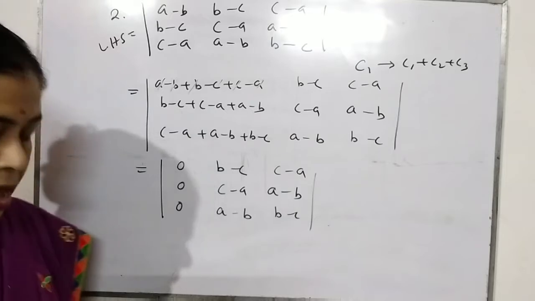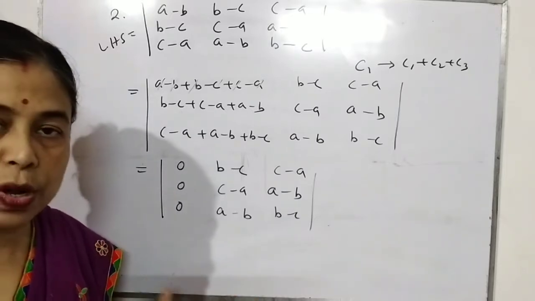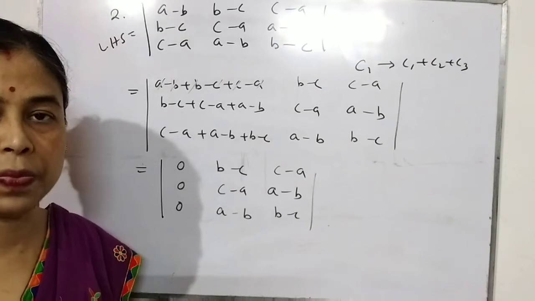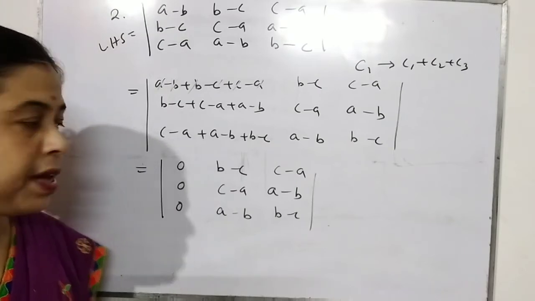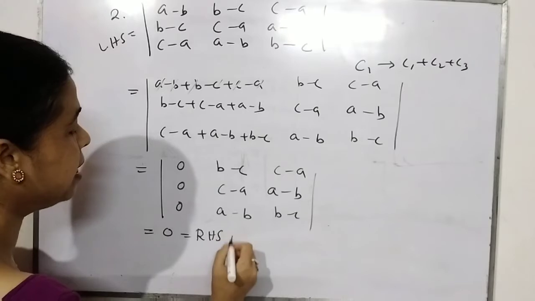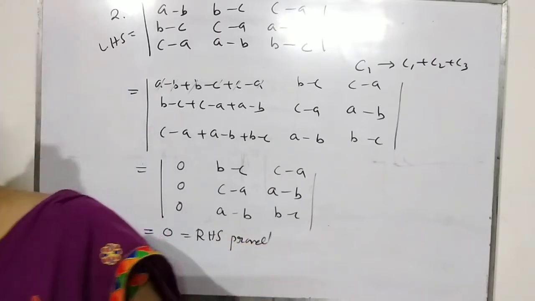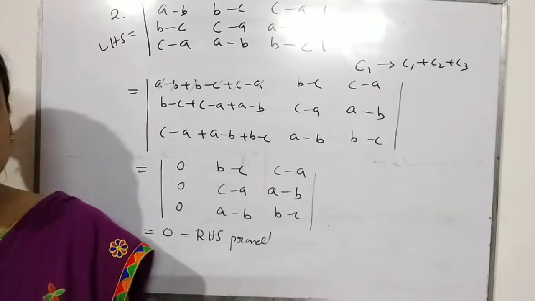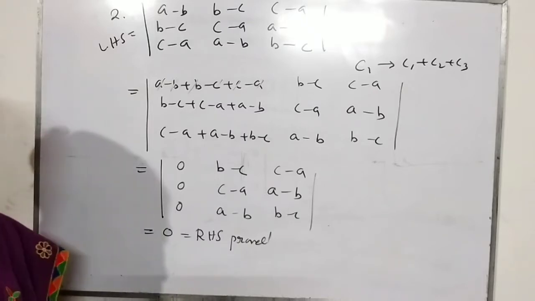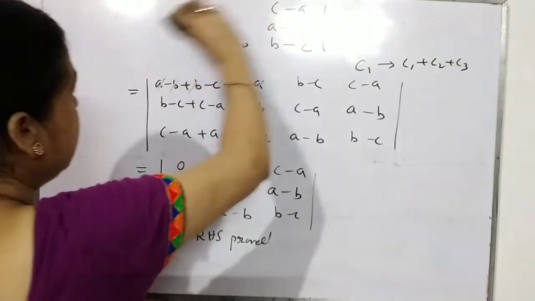Now at the time when I discussed the properties of determinants, I told you that if in any row or column all the elements are equal to 0, then the value of the determinant is equal to 0. So this gives you your right hand side and completes the proof. Now go to the next question, number 3. Hope you understand the procedure of solving these questions. Now I proceed to question number 3.